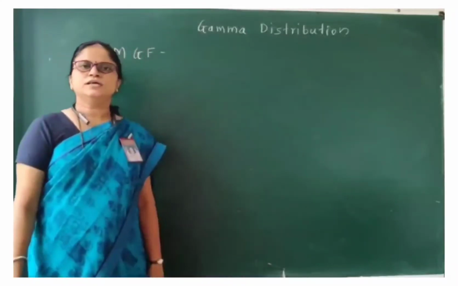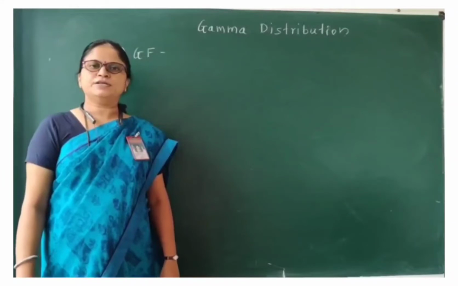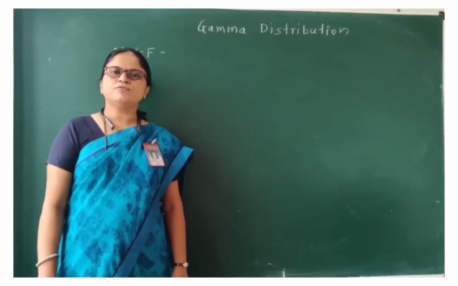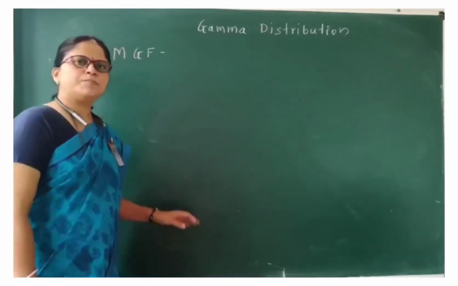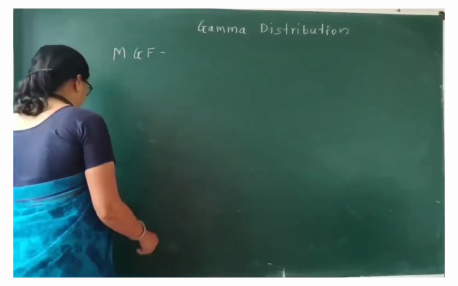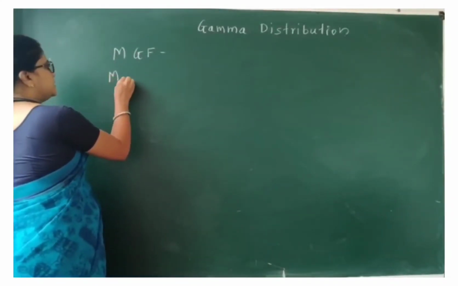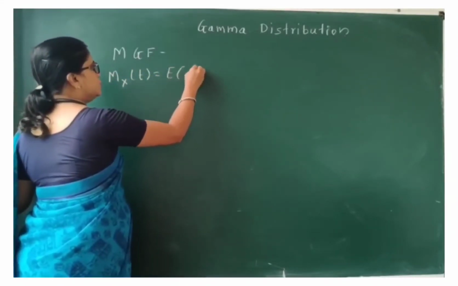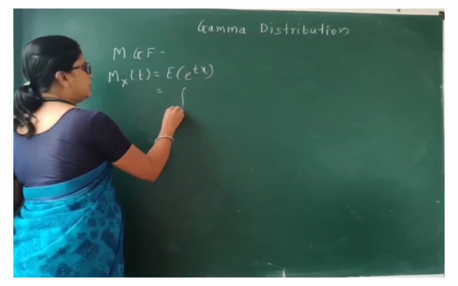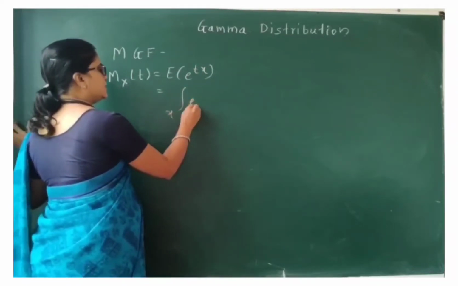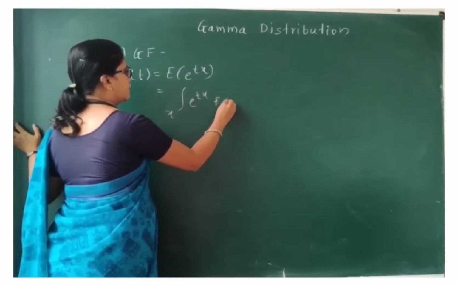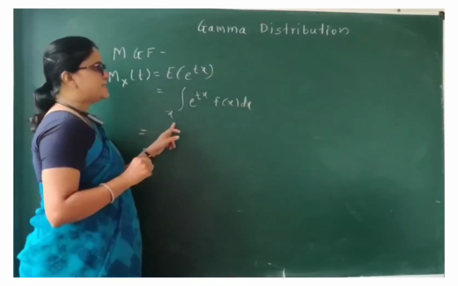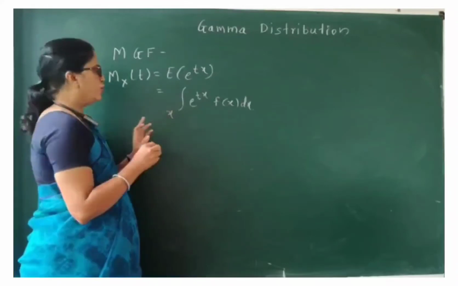Good morning all. In the series of lectures on the gamma distribution, today let us see the MGF of the gamma distribution. By definition, MGF is M_X(t), which is equal to the expectation of e raised to tX, which is equal to the integration over the range of x, e raised to tx, f(x) dx. Now we need to replace the range of x as well as the value of f(x).